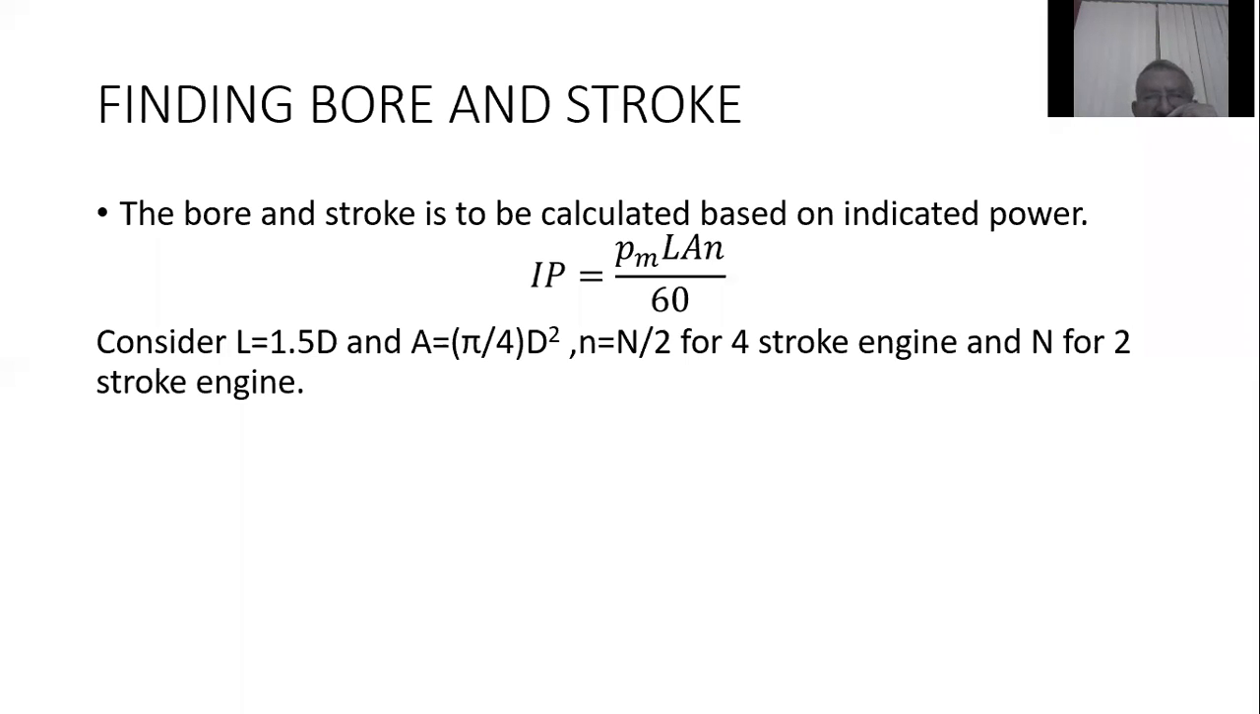And the area, as you know, since it's a cylinder, the cross-sectional area is pi by 4 D square. So if you substitute all those things, you get the equation in terms of D, because IP is already there, Pm is already there, L and A are in terms of D, and N is already there. So you will finally get the value of D from this, and substituting it in L equal to 1.5 D, you will get the stroke length.